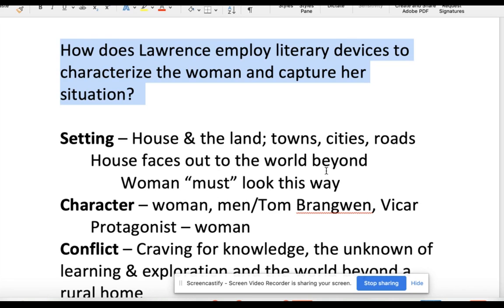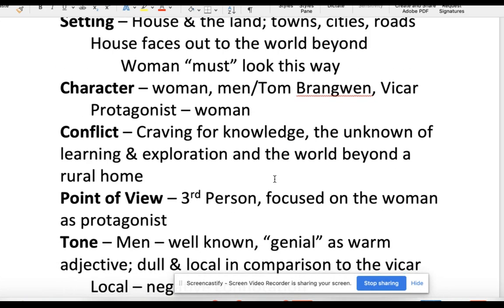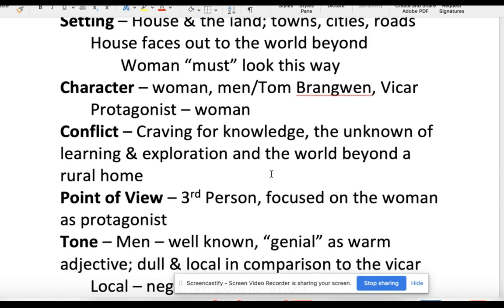Okay? Thanks, everybody. That's a close reading. That's just some basic annotation. That's how these devices work inside that passage for me. You might see it differently. Fair enough.